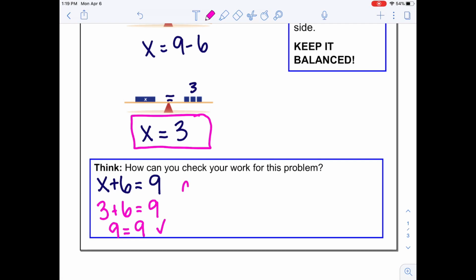Okay, so this is the exact process of how to check your work. And you will be expected to do this on some of the problems with the extra practice that's posted for your assignment. So please make sure that you're doing this.